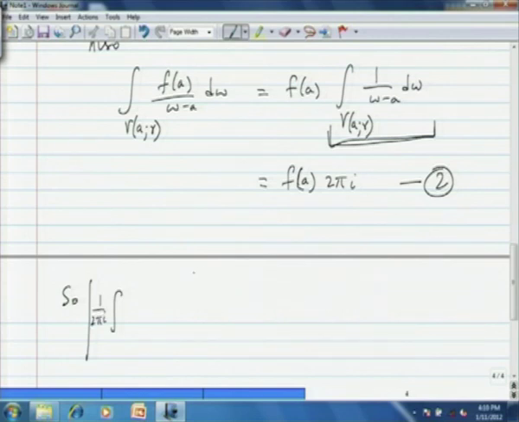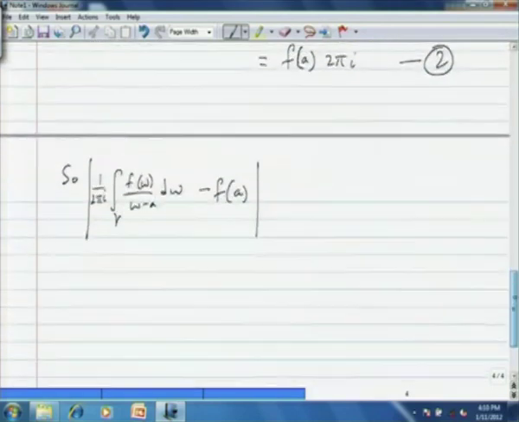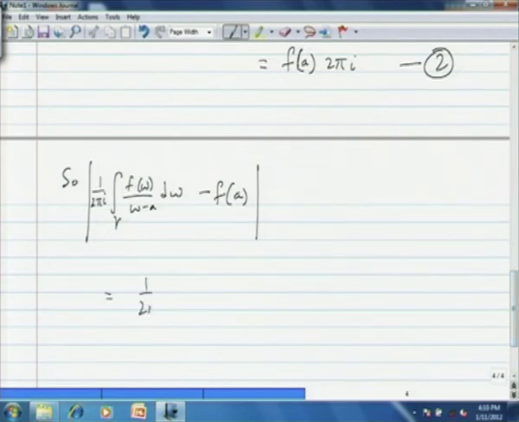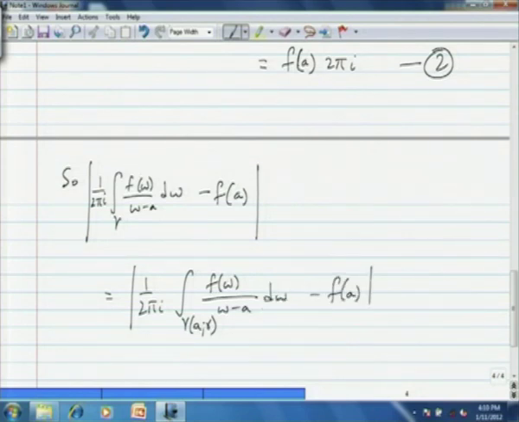difference 1 by 2 pi I times the integral of f of w by w minus a dw over the simple closed curve gamma, which is given, minus f of a. So, let us estimate this difference. This in absolute value is equal to 1 by 2 pi I, in absolute value, the contour integration over gamma a r of f of w by w minus a dw minus f of a. What I have done is converted the integral in the first expression to this integral in the second expression by using our equation 1.